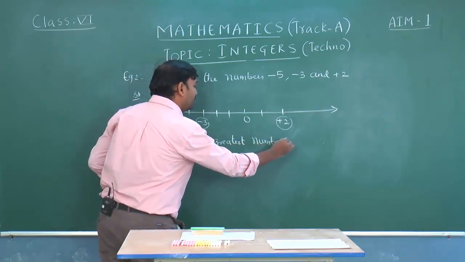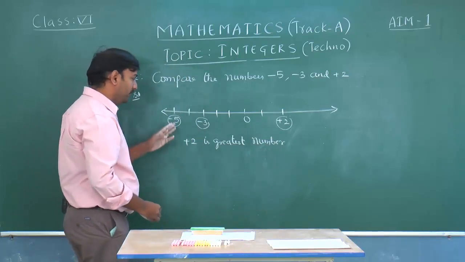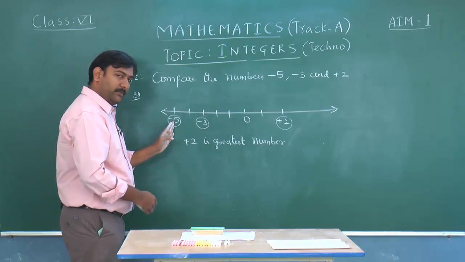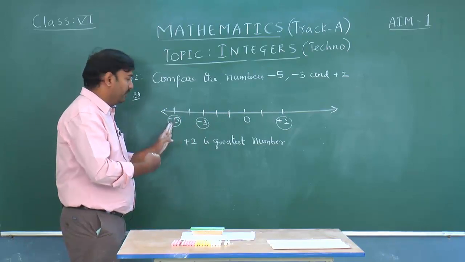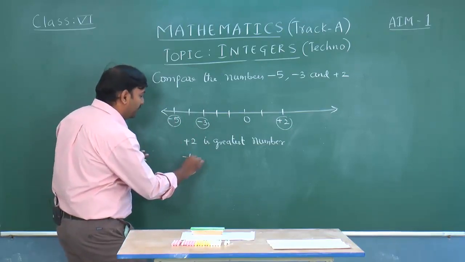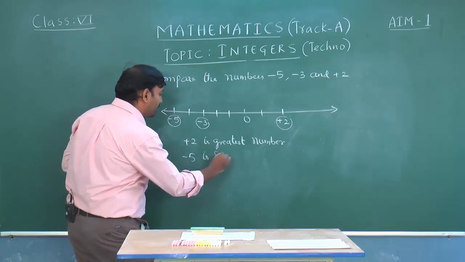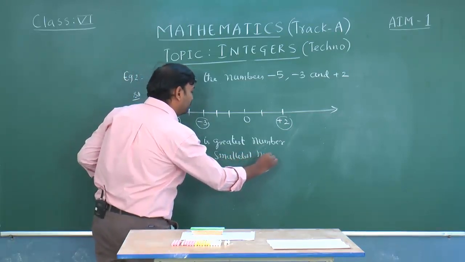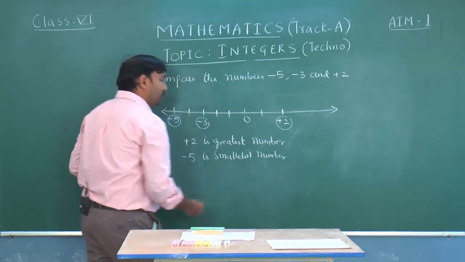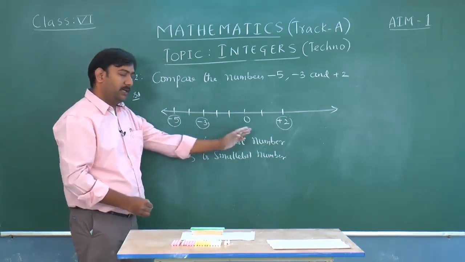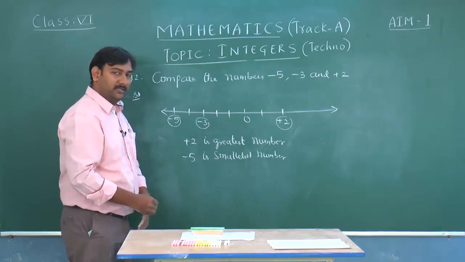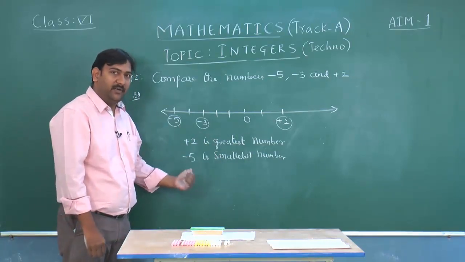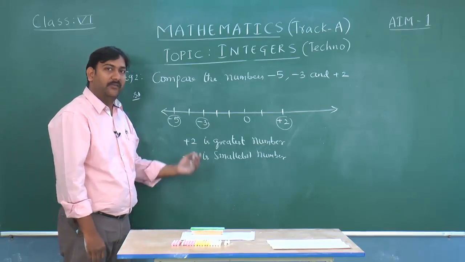And what is the smallest number among them? Obviously the one lying at the extreme left. Among the three numbers, the number lying at the extreme left is -5, so -5 is the smallest number. So here we came to know which is the largest and which is the smallest among the three numbers. Based upon this idea, we can write the ascending order and descending order of the given numbers.